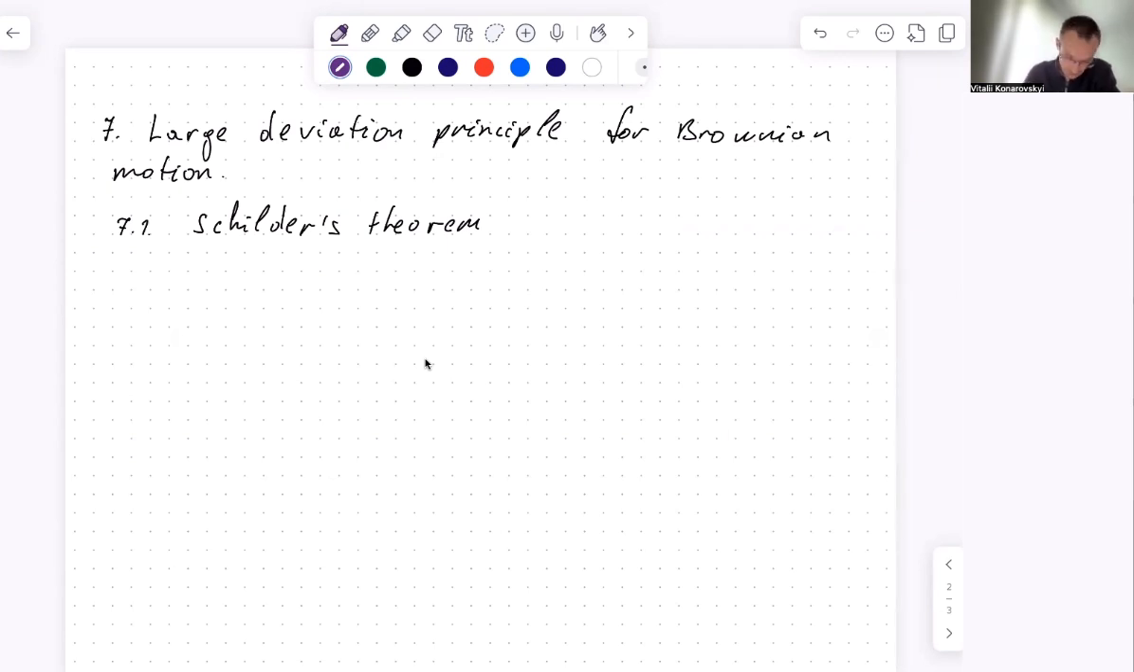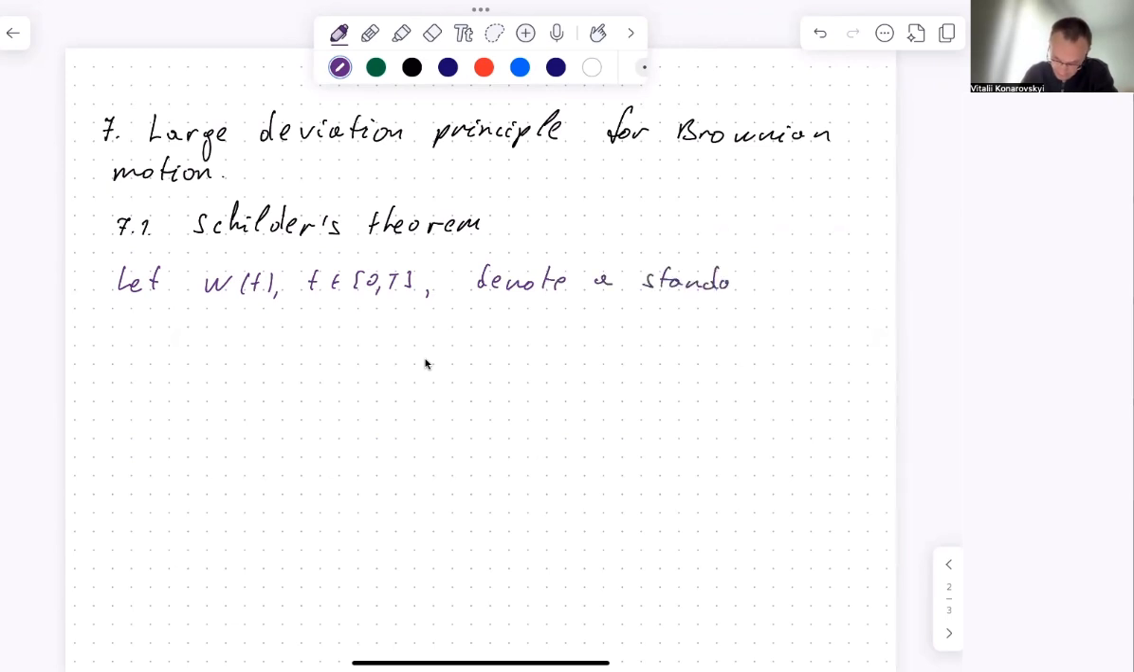We assume that W denotes a standard Brownian motion. Standard Brownian motion means that the Brownian motion starts from 0 and its diffusion rate is equal to t, or the variance of W_t is equal to t.